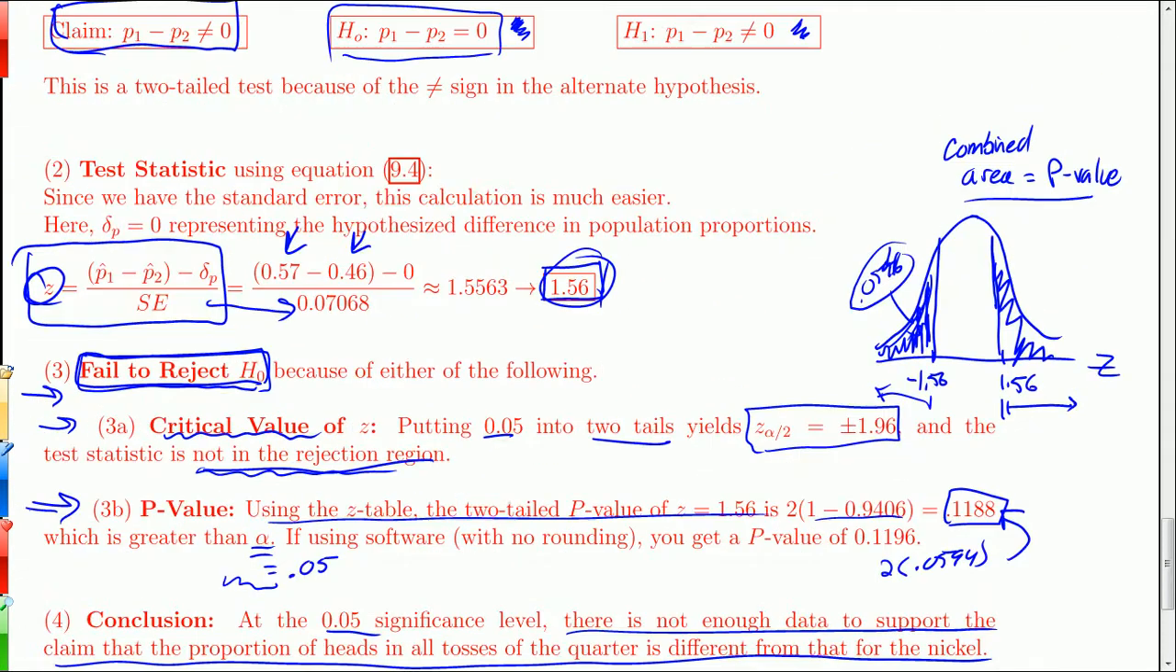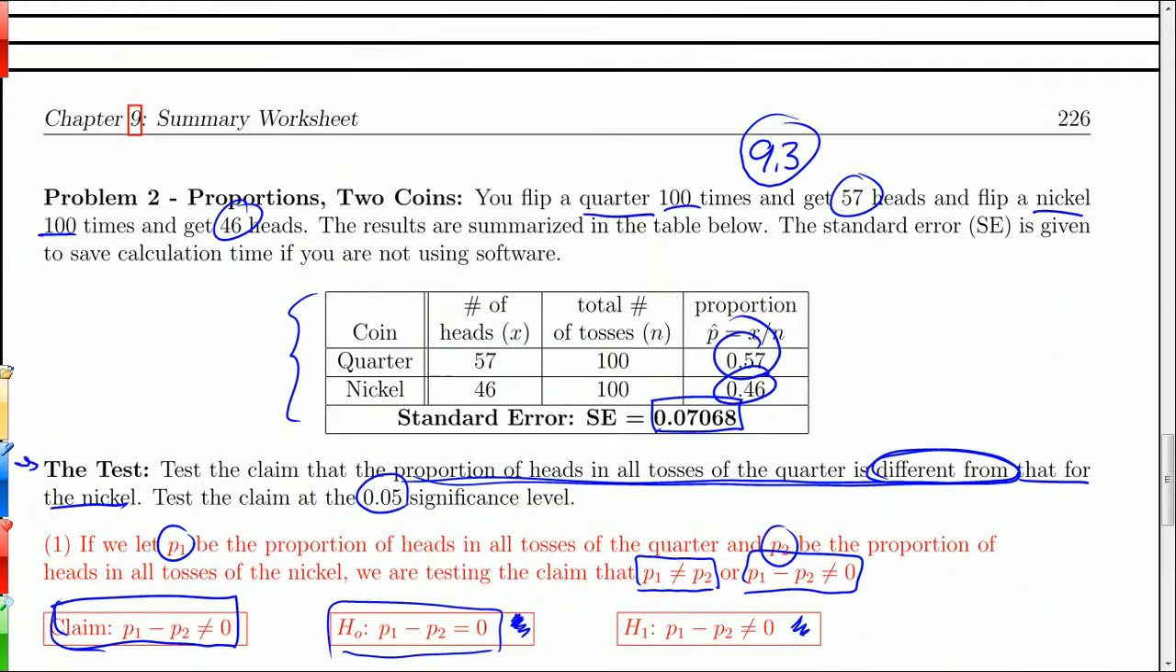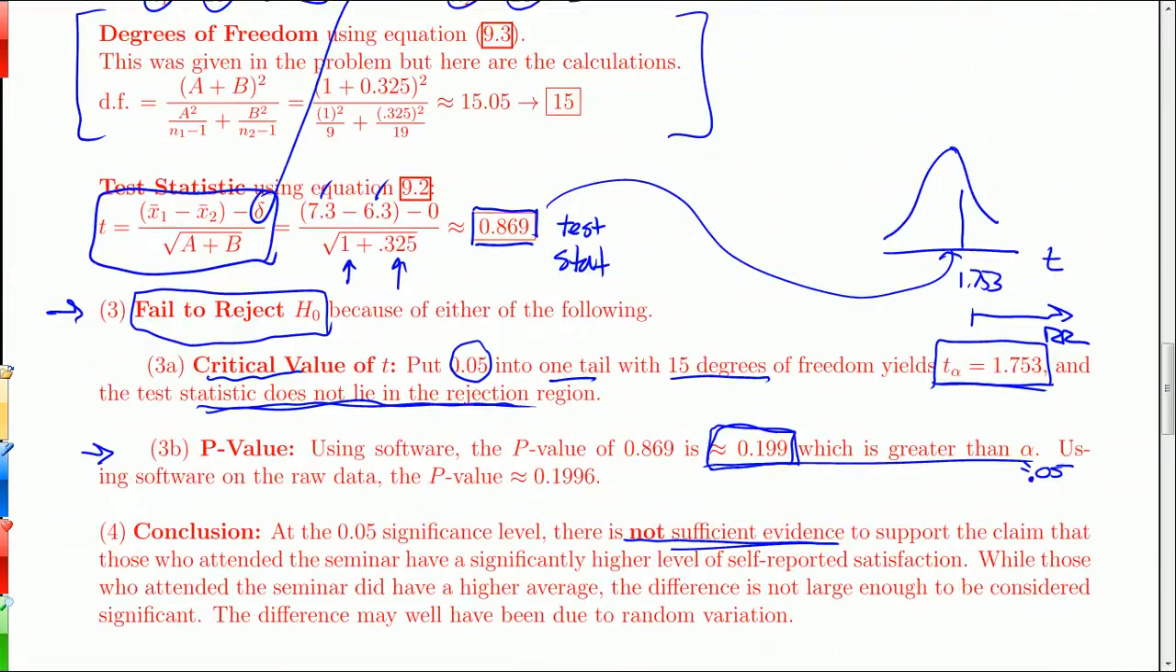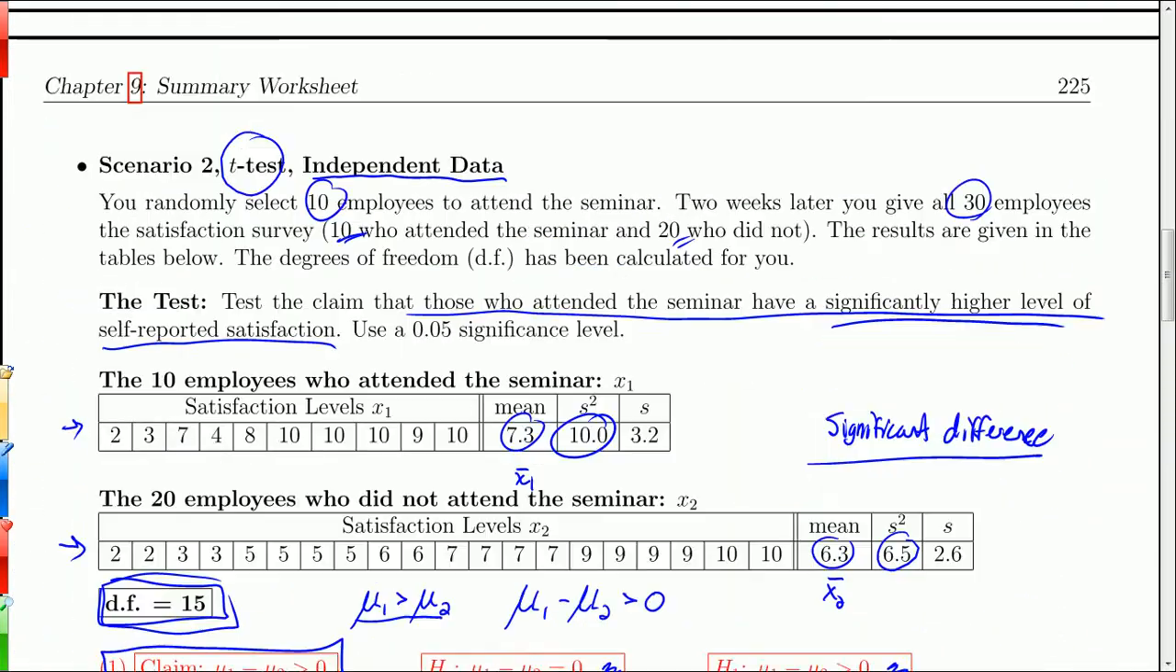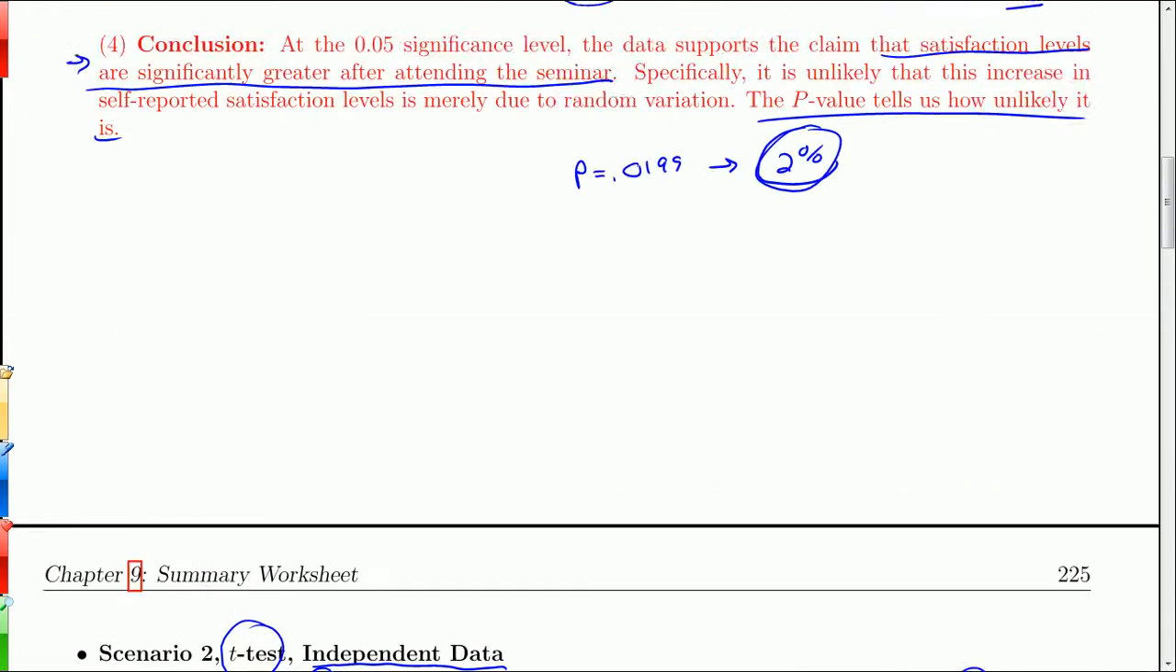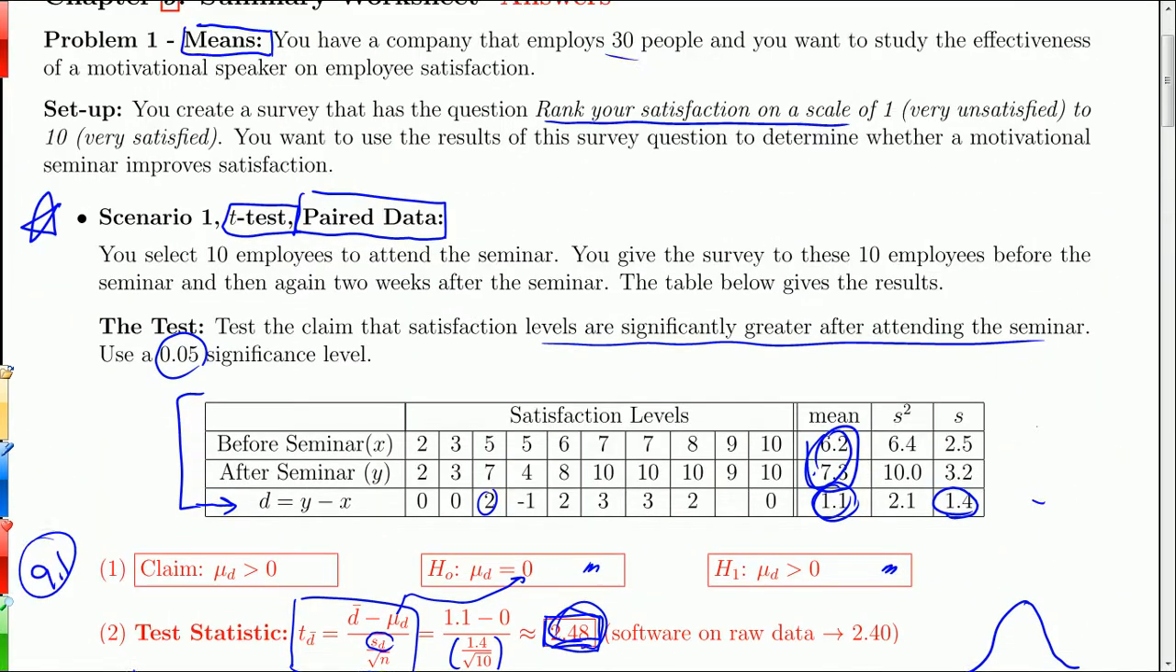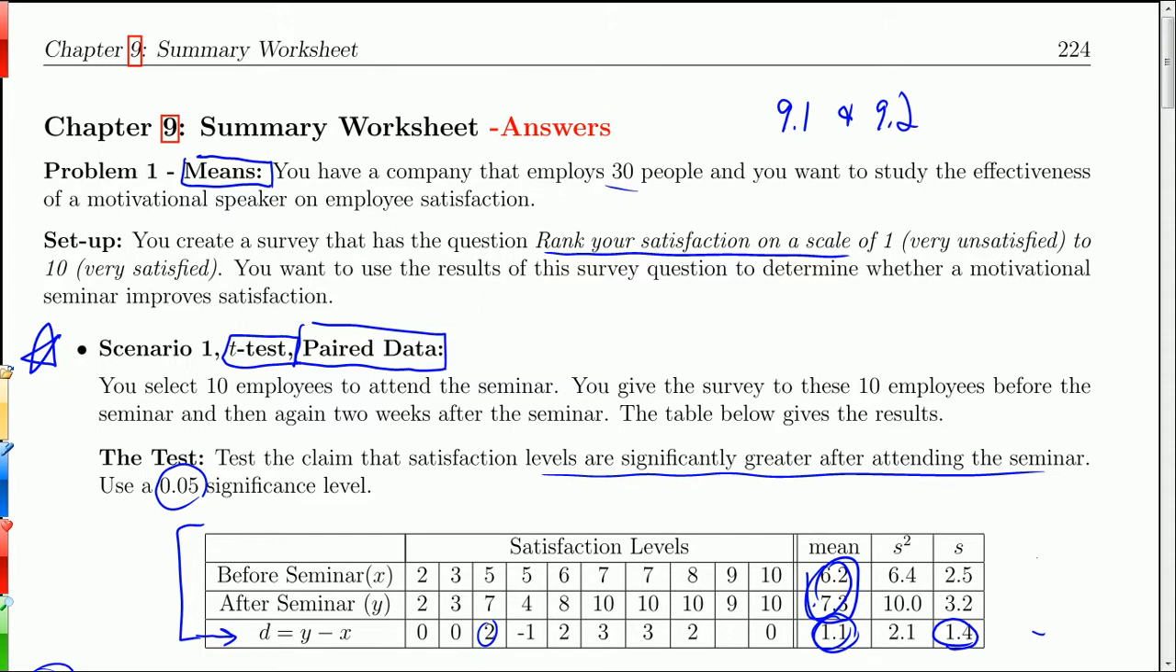All right, so that's one example from Chapter 9.1, one example from Chapter 9.2, and one example from Chapter 9.3, thus wrapping up Chapter 9 and concluding the Chapter 9 summary worksheet.